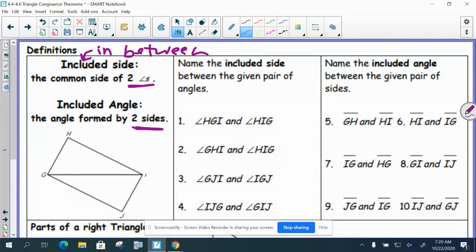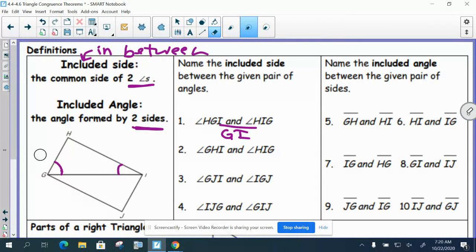So here we're going to name the included side between the given pair of angles. Angle HGI and angle HIG. What would be the included side, or the side that's in between these two angles? That would be GI. Side GI is between them. So this would be ASA if you were looking at it with congruence.